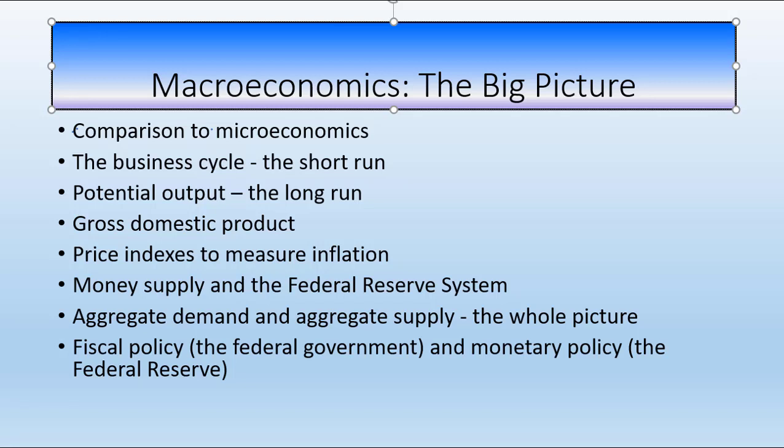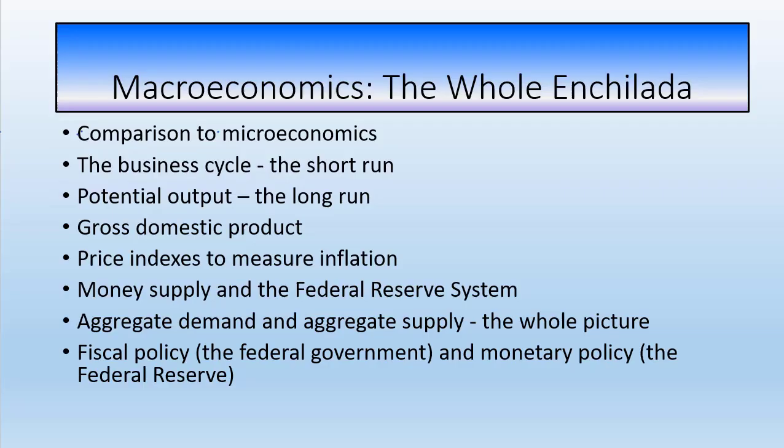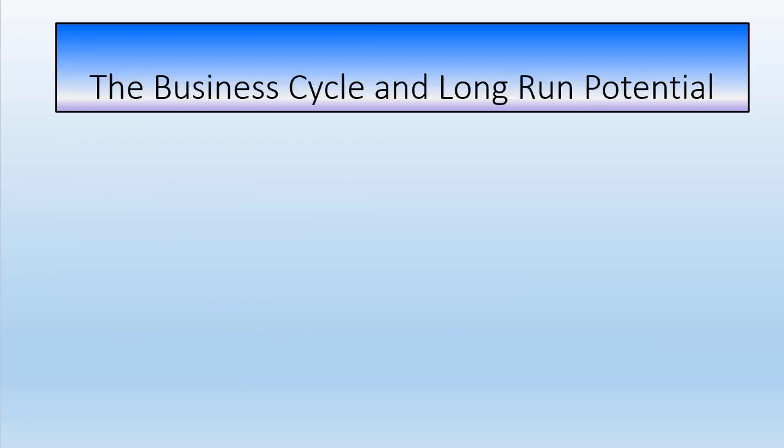Then we'll discuss briefly fiscal policy, which is actions by the federal government to stimulate the economy, and monetary policy, which are actions by the Federal Reserve to manage the economy. So what do I mean by managing the economy? The business cycle represents short-run phenomena, potential output represents long-run output. What does that mean? Well, I can tie it all together in a picture that summarizes our motives for studying macroeconomics. Here's the picture that I'm referring to.